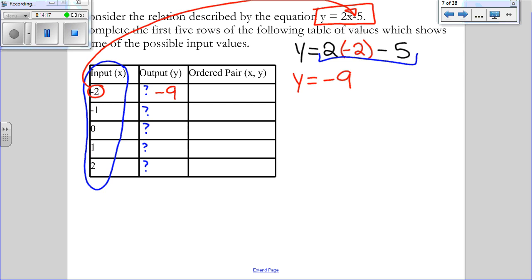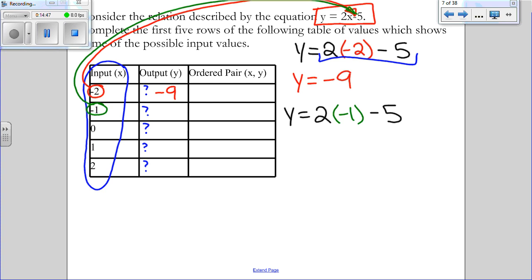All right, we're going to try it again for the second one. So it says I have an input of -1. I need to put that into my equation to figure out what my output is going to be. So y equals 2 instead of x, I'm putting -1 and then -5. After you do your input, you should have no x's left.